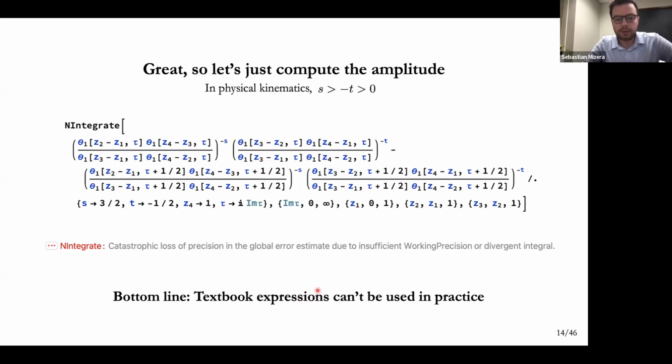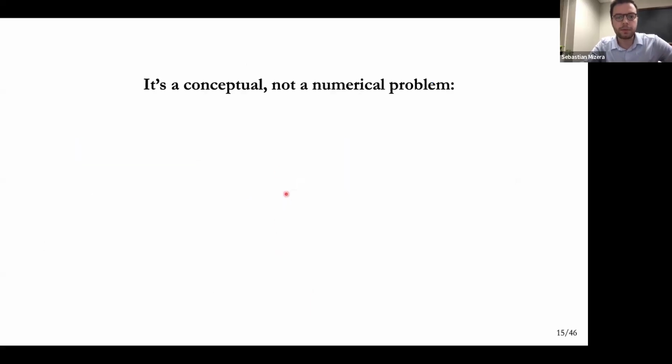So what I wanted to convince you of on the next slide is that this is not a numerical issue. It's not a computational issue. It's a very conceptual issue that will have to be solved. Okay, so it's not a numerical problem.